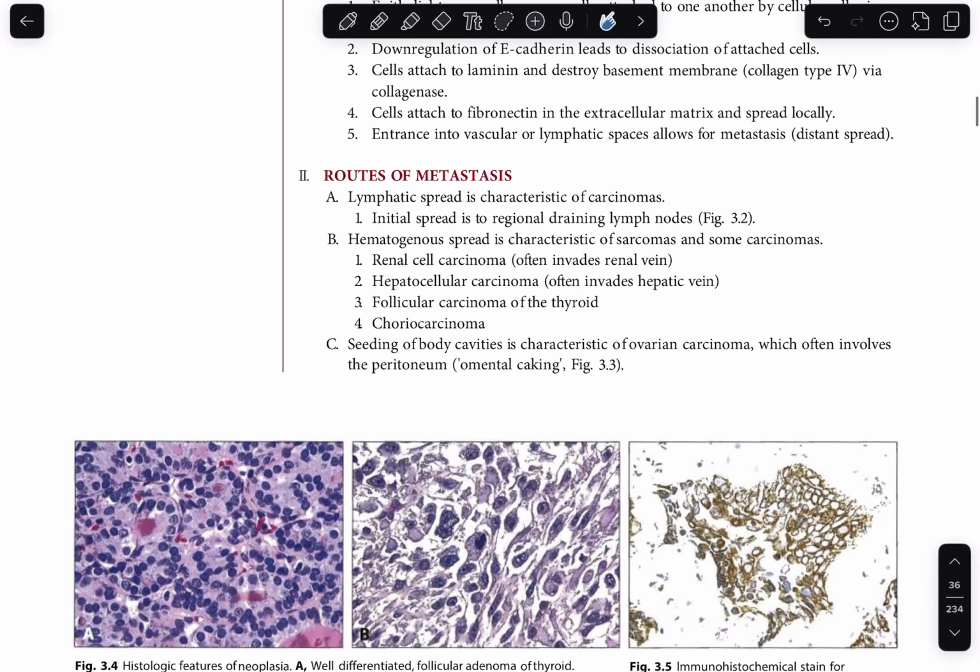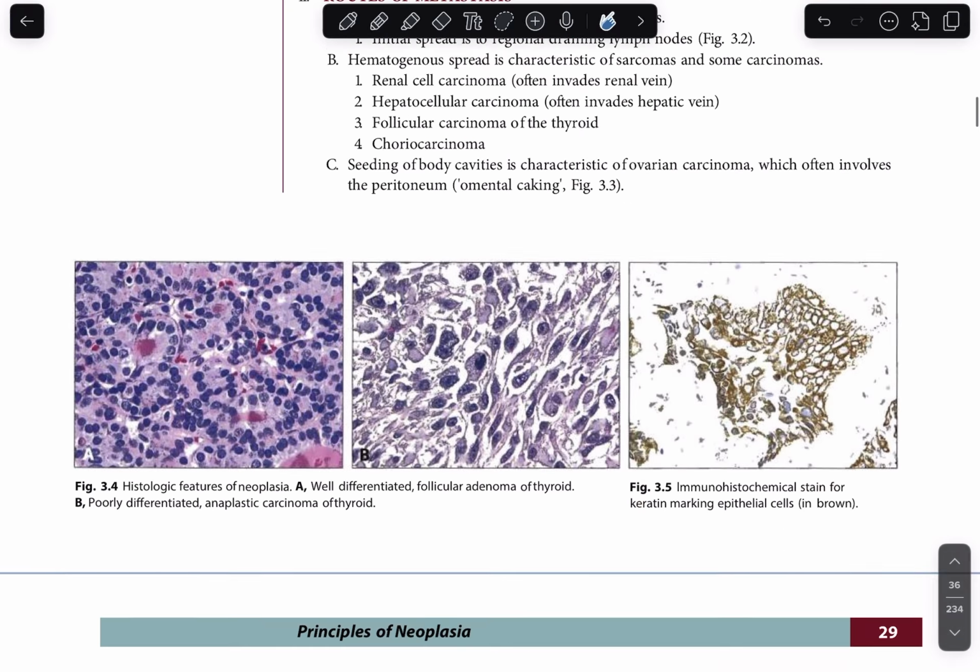Routes of metastasis. Lymphatic spread is characteristic of carcinomas, with initial spread to regional draining lymph nodes. Hematogenous spread is characteristic of sarcomas and some carcinomas. Renal cell carcinoma often invades the renal vein. Hepatocellular carcinoma often invades the hepatic vein. Others include follicular carcinoma of the thyroid and choriocarcinoma. Seeding of body cavities is characteristic of ovarian carcinoma, which often involves the peritoneum. Omental caking.